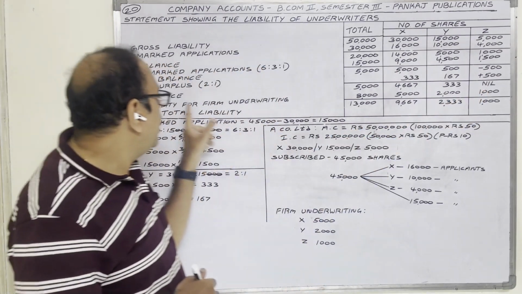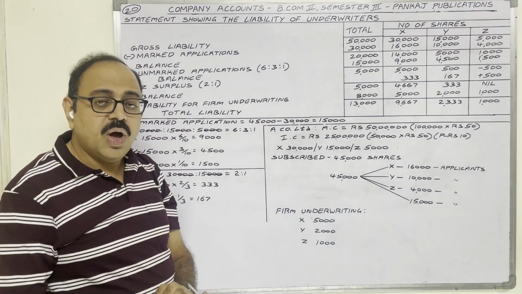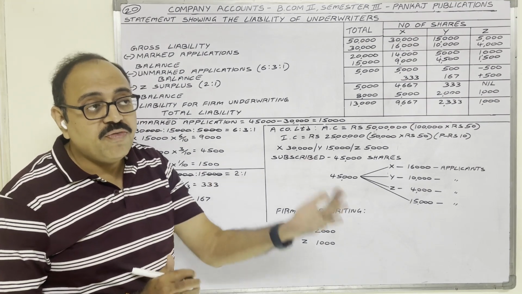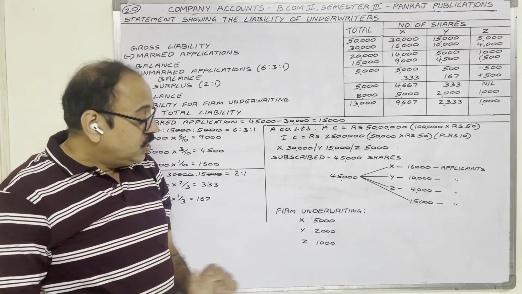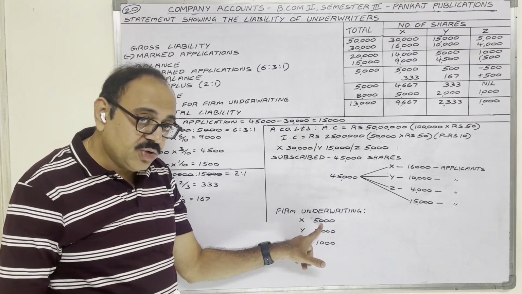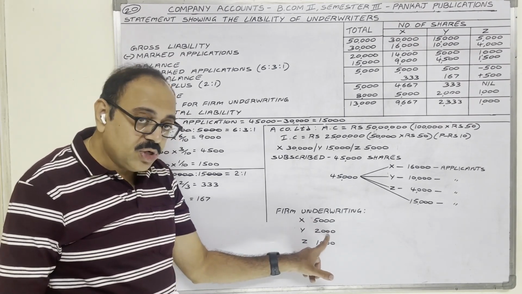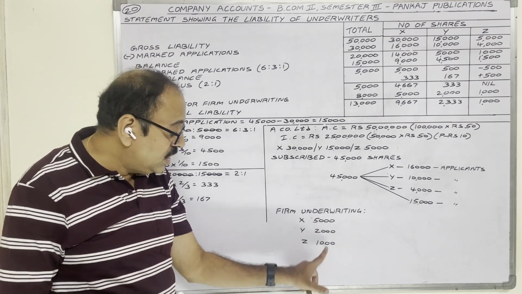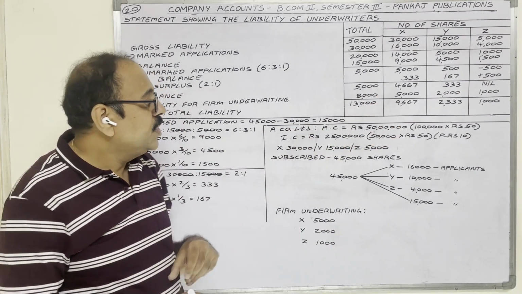Plus we have to add the firm underwriting shares, because underwriters compulsorily have to buy these shares irrespective of the subscriptions from the public, no? So compulsorily X has to buy 5,000 shares, Y has to buy 2,000 shares, Z has to buy 1,000 shares from the company. So these three numbers of shares we have to add.